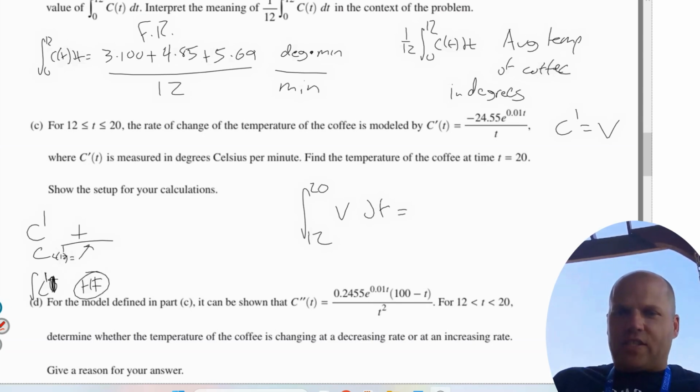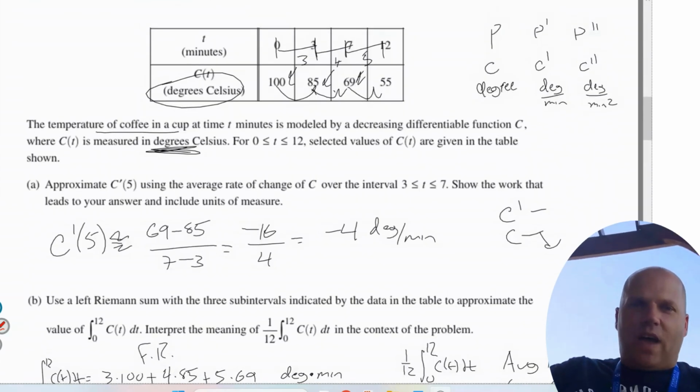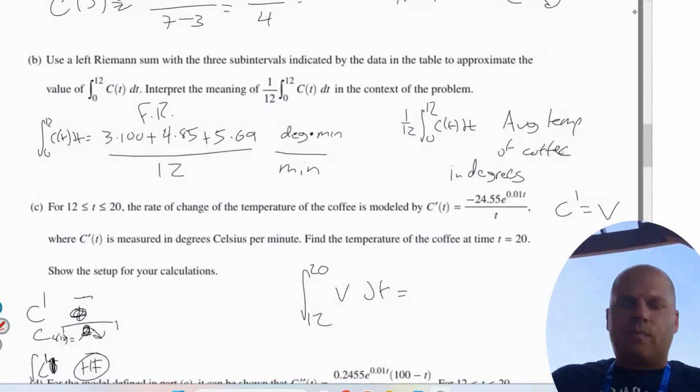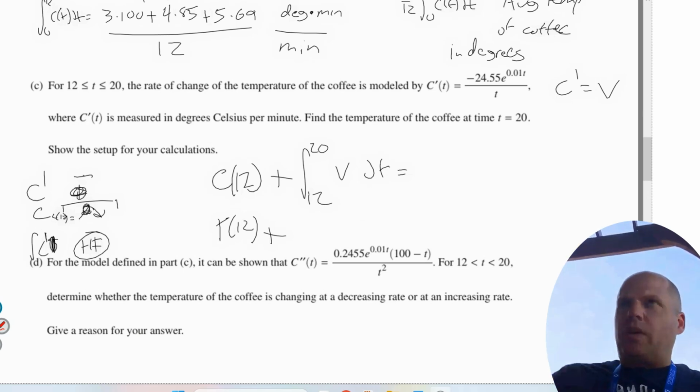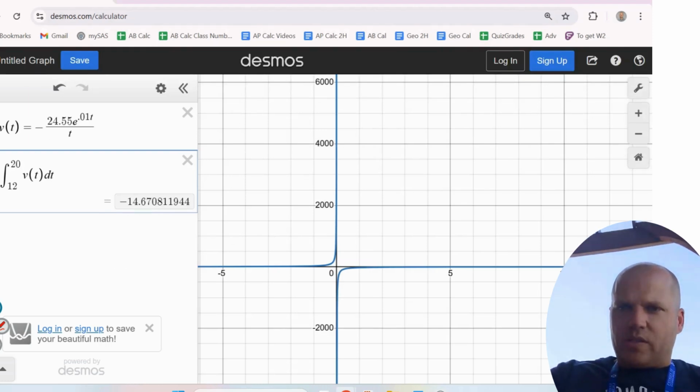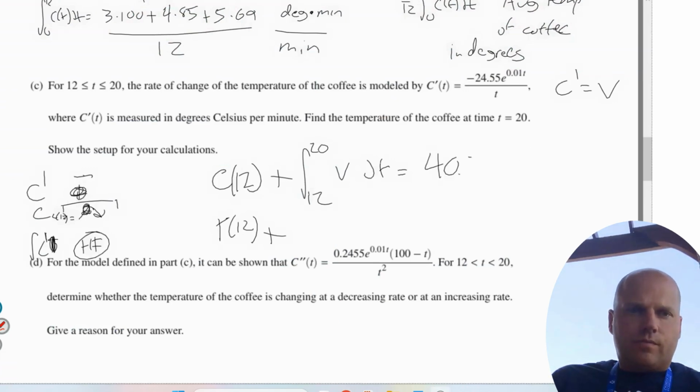We got to know that this is the change. Turns out my derivative is negative, which means my temperature is decreasing. And that will give me my value at the end. So we need the fact that C of 12 is 55. So it's like our position at 12, plus our displacement of position. And that is 55 plus 40.329 degrees.